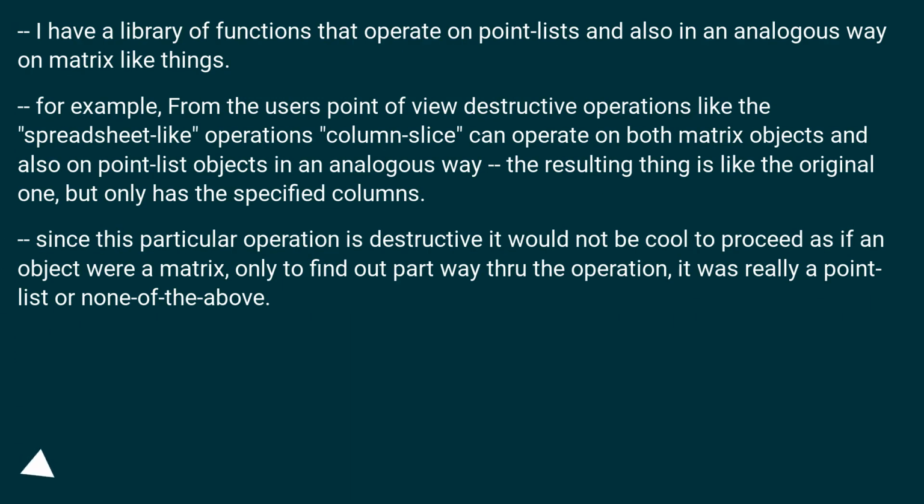I have a library of functions that operate on point lists and also in an analogous way on matrix-like things. For example, from the user's point of view, destructive operations like the spreadsheet-like operation column slice can operate on both matrix objects and also on point list objects in an analogous way. The resulting thing is like the original one, but only has the specified columns. Since this particular operation is destructive, it would not be cool to proceed as if an object were a matrix, only to find out part way through the operation that it was really a point list or none of the above.